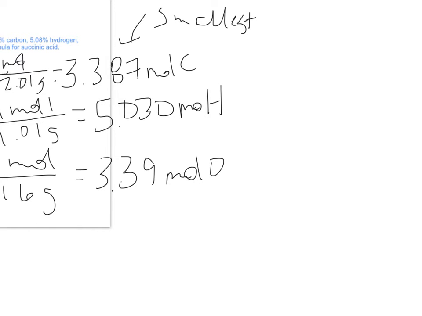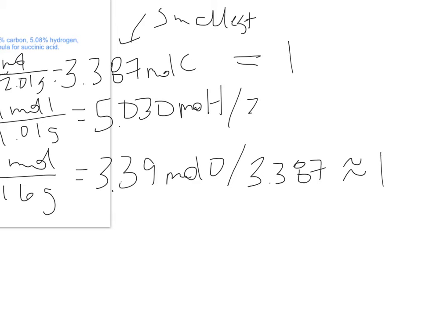But we're going to divide everything by this. So this is going to give us 1. When I divide oxygen by 3.387, I get something very, very close to 1. And when I divide my hydrogen by 3.387, I get 1.48, which is very close to 1.5.